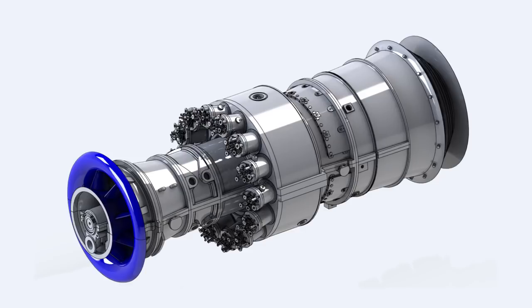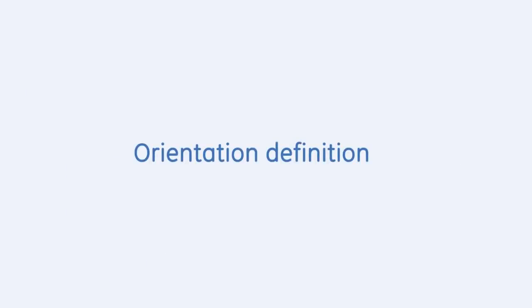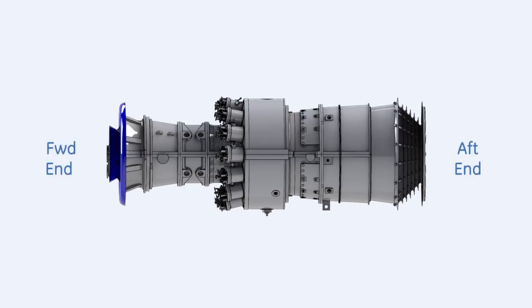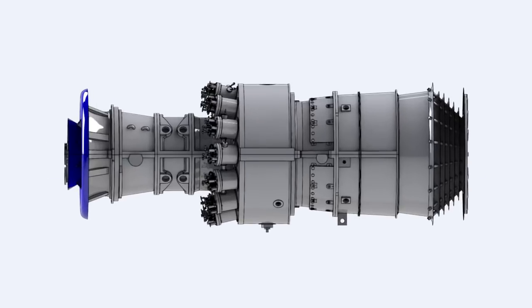This gas turbine is also known as PG9171E or Frame 9E. Throughout this video, the air inlet of the gas turbine is considered to be the forward end, and the gases exit is to be the aft end. The forward and the aft of each individual component are defined in the same manner.